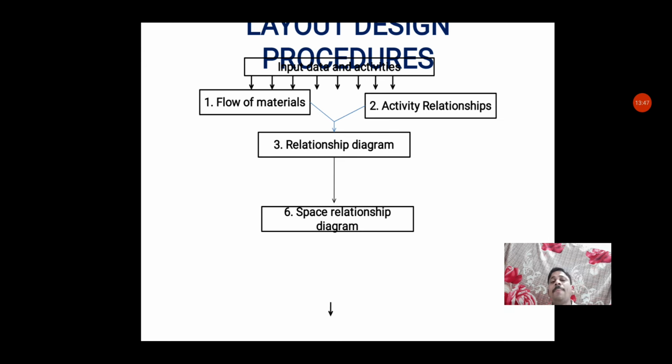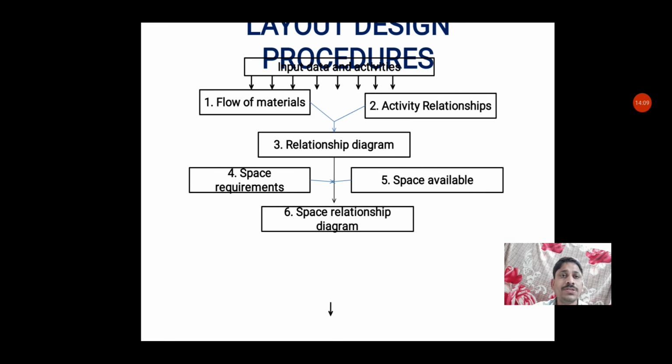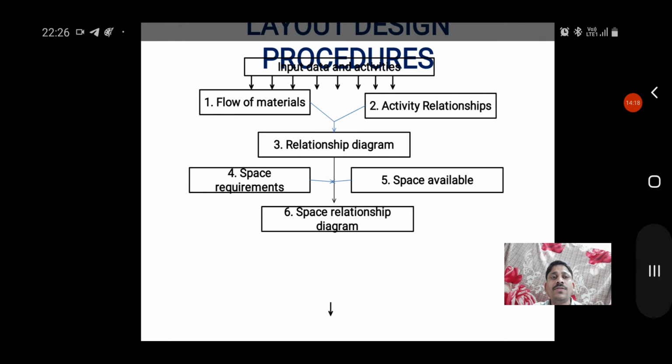They are space requirements for each department, right? For department 1, how much space is required. For department 2, how much space is required. For department 3, how much space is required. Similarly, up to 7, as in the earlier example. And space availability, right?